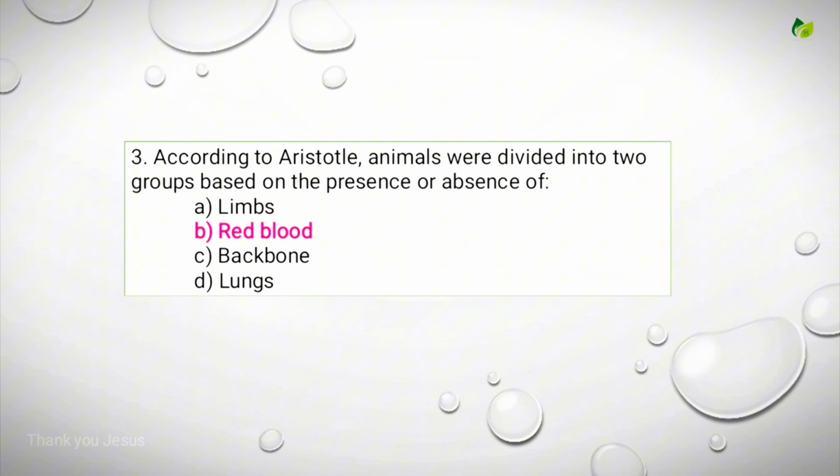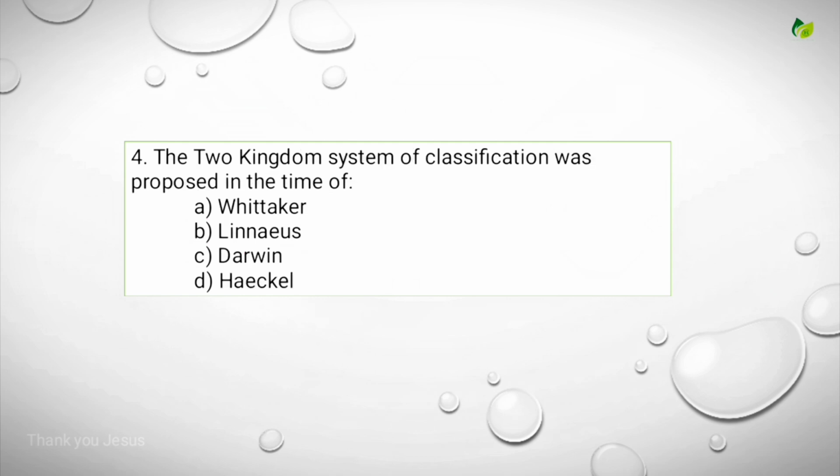Let's see the next question. The two kingdom system of classification was proposed in the time of. Options are Whittaker, Linnaeus, Darwin, Haeckel. For this, the correct answer is Linnaeus. The two kingdom system was proposed by the scientist Linnaeus. That is the correct answer.